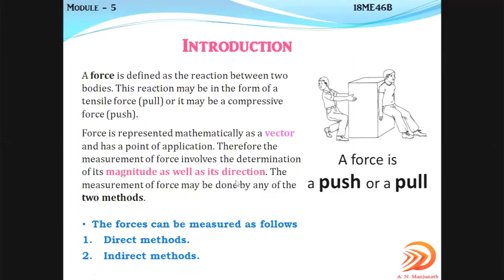See, the measurement of this force can be done by either of two methods. The measurement of the force, that is the reaction between the two bodies, which can be either a pull or a push, a tensile force or a compressive force, can be measured by either of two methods. As you can observe here, direct method and indirect method. So there is a direct method of measuring the force and an indirect method of measuring the force.